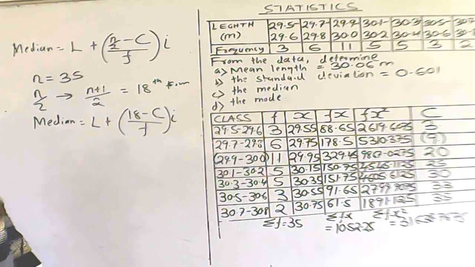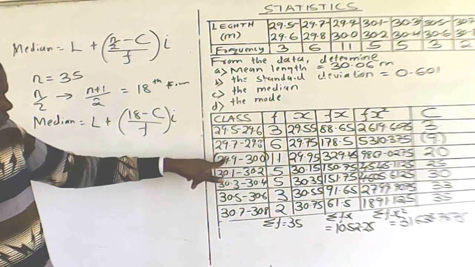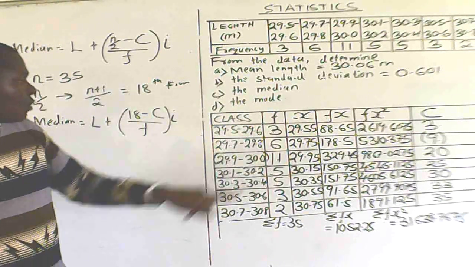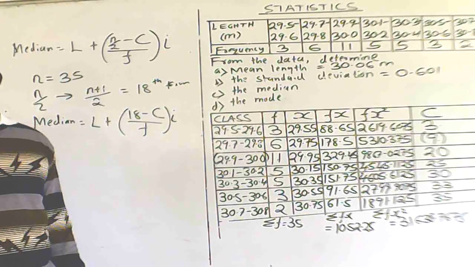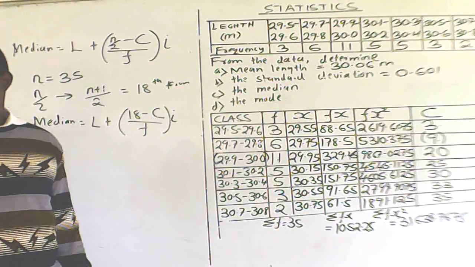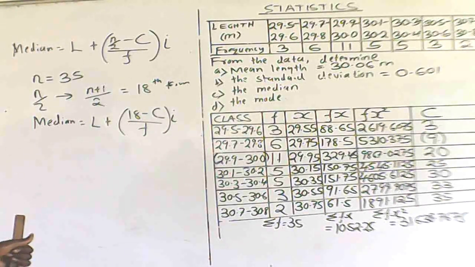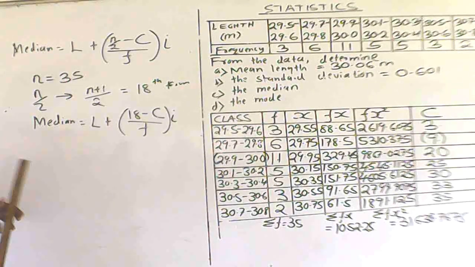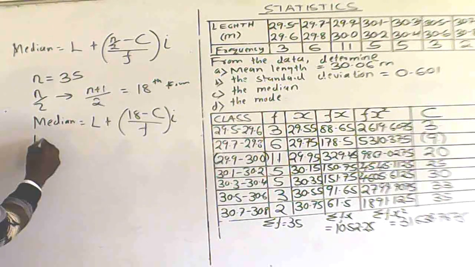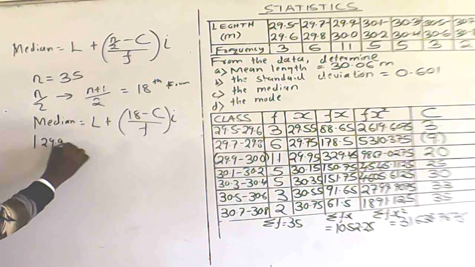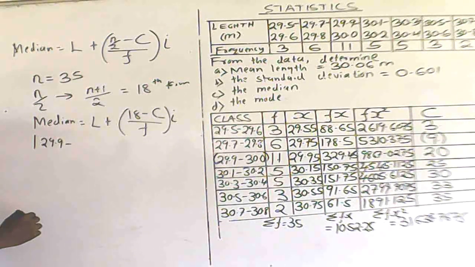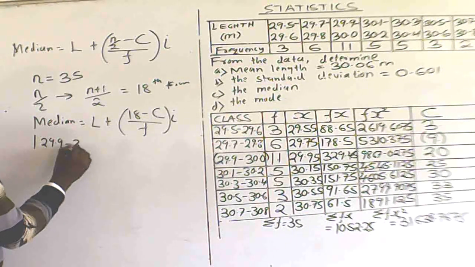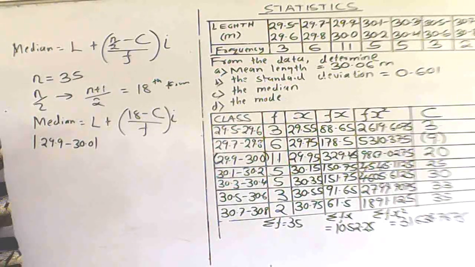Are we together? The class of 29.9 to 30.0. Is that okay? Have you seen how to identify the median class? Now, after that, we come and rewrite that class here. It is 29.9 to 30.0.